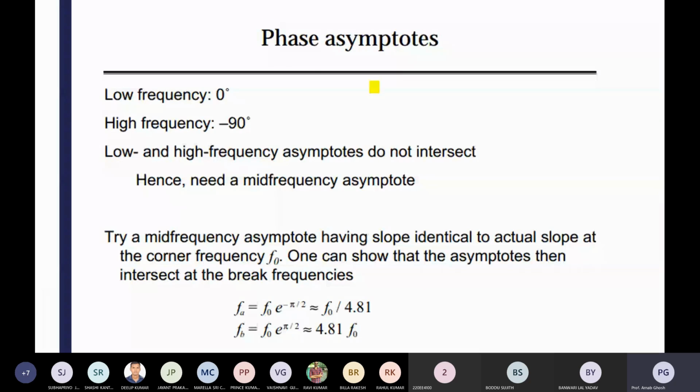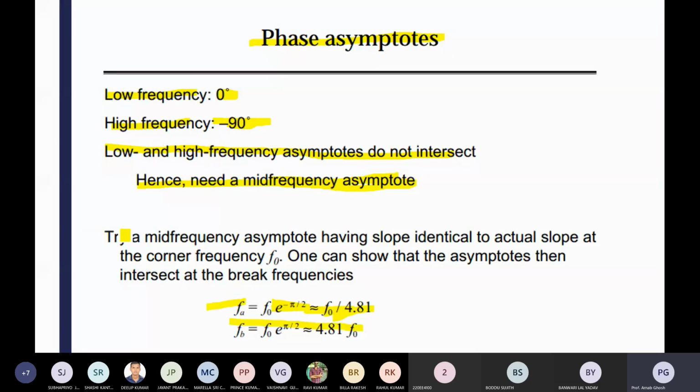So the phase asymptotes are there. The phase asymptote for low frequency is equal to 0 degree, and for high frequency it is minus 90 degree. The low and high frequency asymptotes do not intersect, hence we need the mid frequency asymptote. So I am telling you the 2 pi f concept like that. That's why it is coming f0 by 4.81, so it is an approximated value.